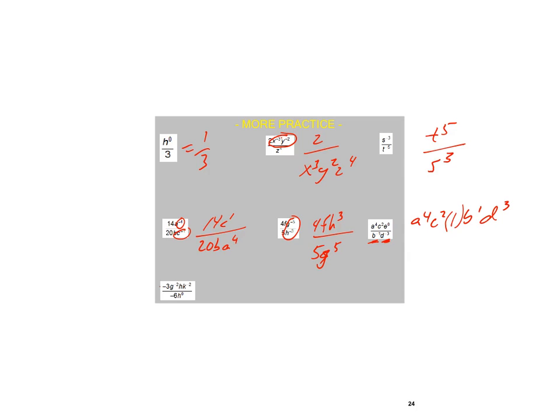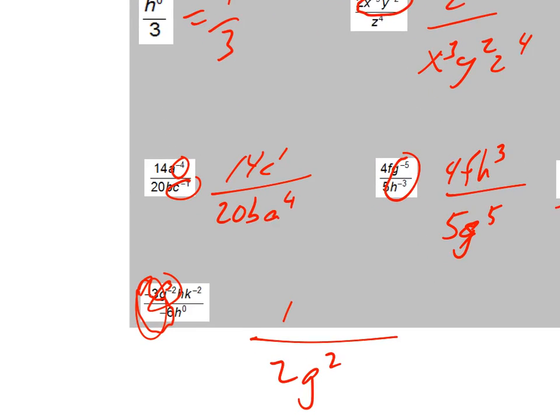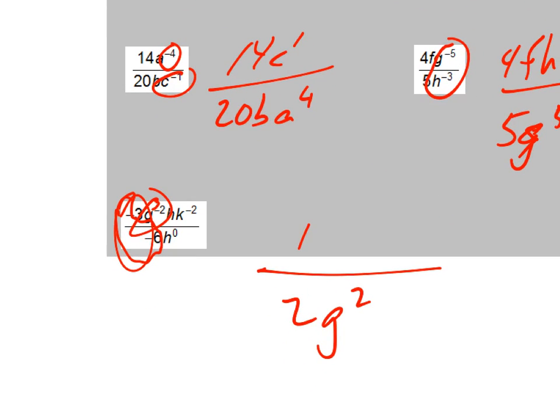Lastly here, -3 divided by -6 is 3 over 6, or 1/2. So you technically have 1 over 2. Again, that g to the -2 right there, it's just tough to see now, ends up being a g squared in the denominator. The h stays. K to the -2 ends up going down here to be k squared. H to the 0 down here is just 1. Okay, so that's just 1.